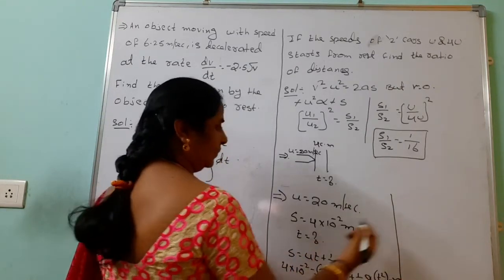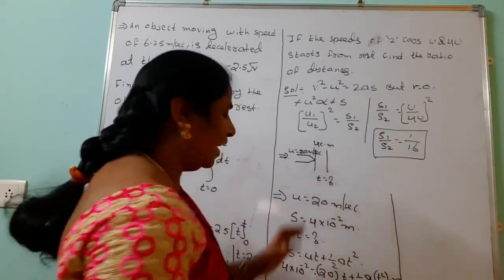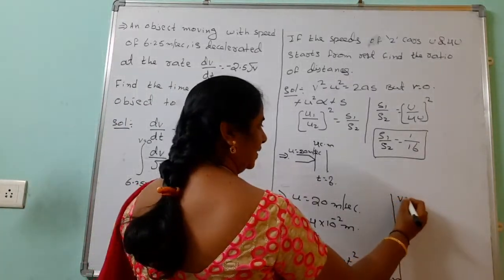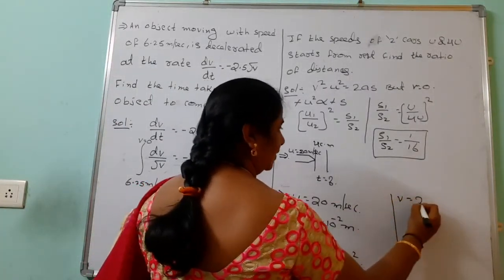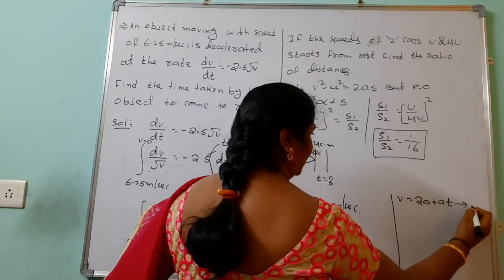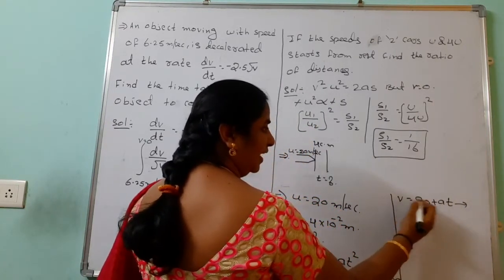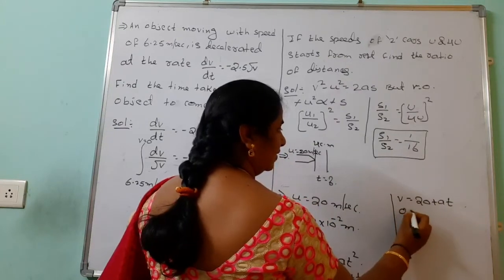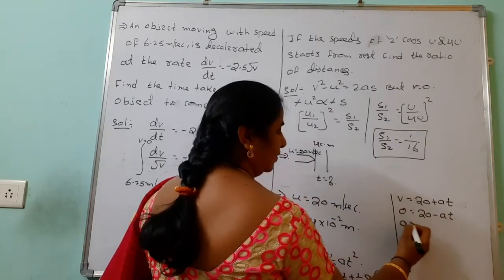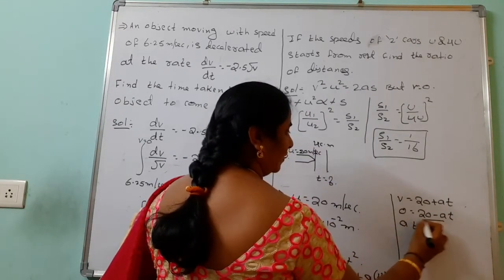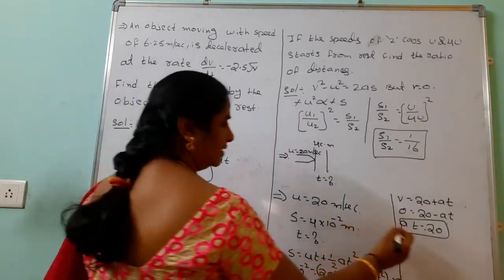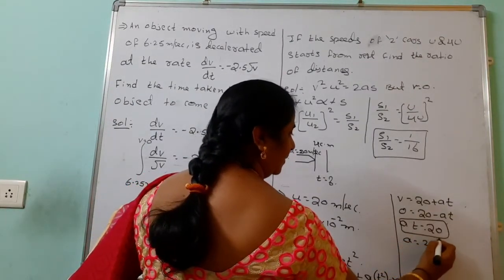And one more we can take, v equals u plus at formula. After traveling this distance the velocity becomes 0. So v equals u plus at, with u as 20, plus a into t. This is one more equation we can take. But here clearly we know that the final velocity is 0. So 0 equals 20 minus at, why? This is decelerating. So at equals 20, otherwise a equals 20 by t.